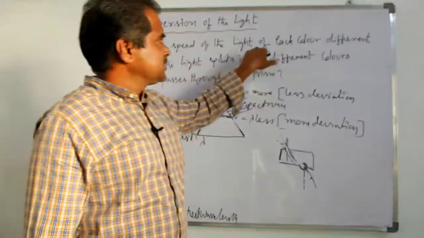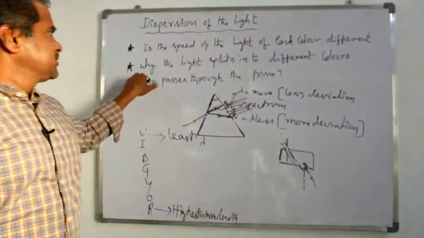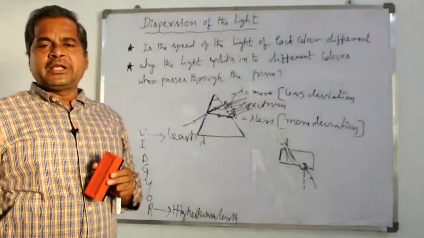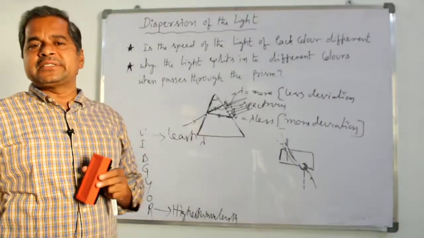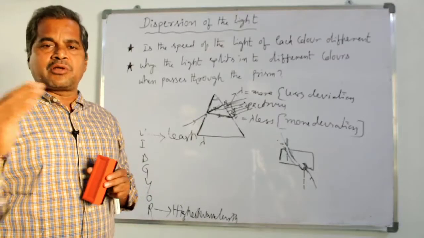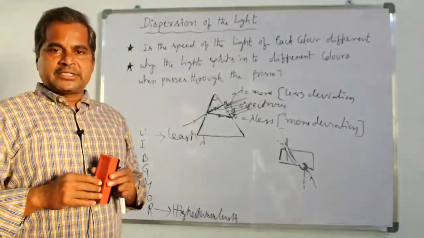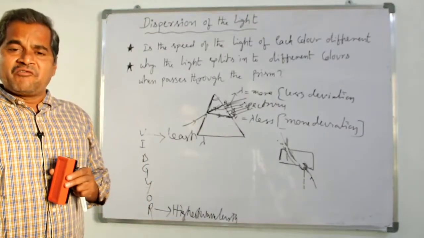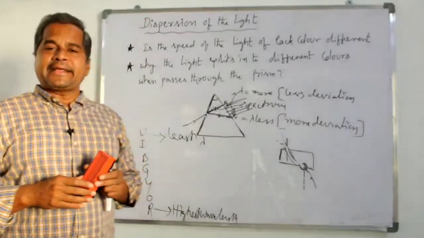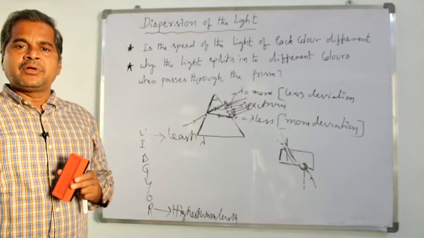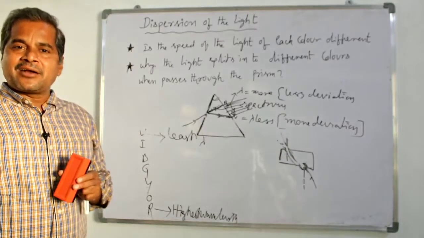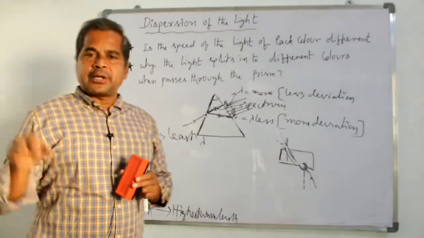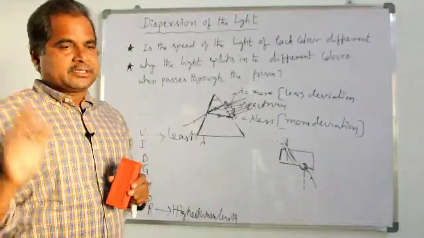So here are some questions. Is the speed of light of each color different? The speed of each color remains the same when the light travels through a vacuum, but the speed of light of each color varies when it enters any transparent medium, because the speed of each colored light wave depends upon the wavelength as well as the refractive index of the transparent medium in which it enters. That is the answer.